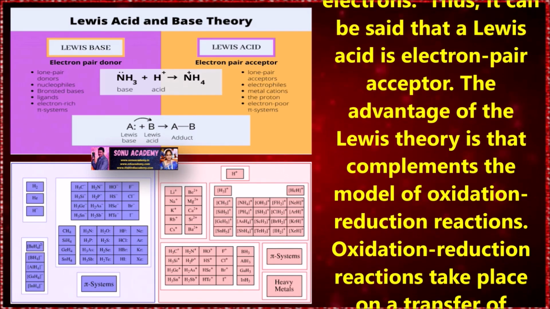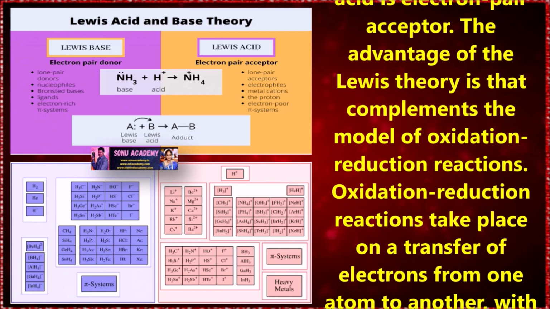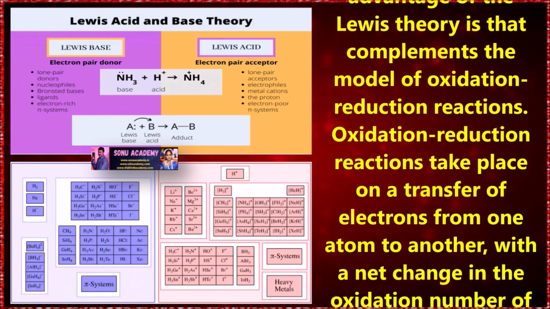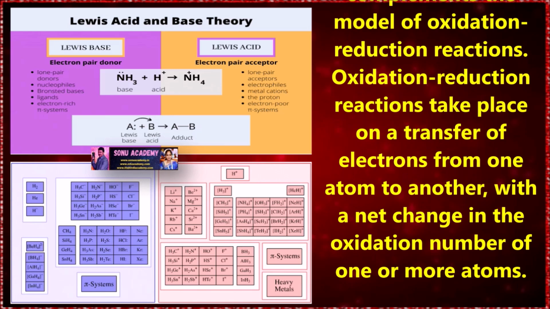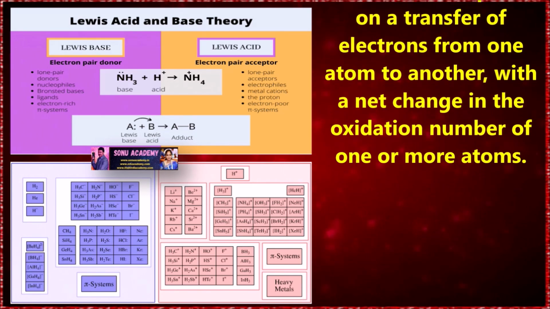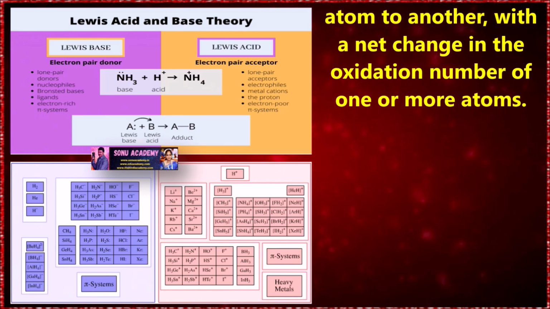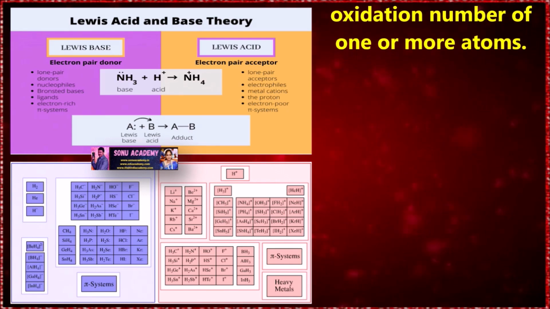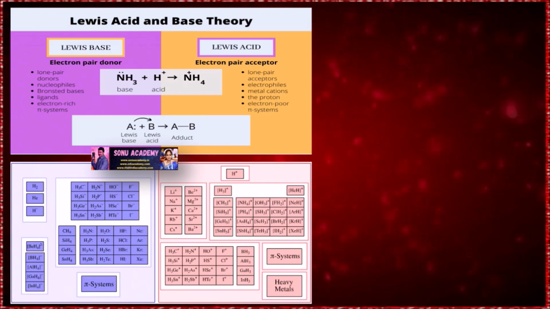The advantage of Lewis theory is that it completes the model of oxidation reduction reactions. Oxidation reduction reactions take place on the transfer of electrons from one atom to another with a net change in the oxidation number of one or more atoms.